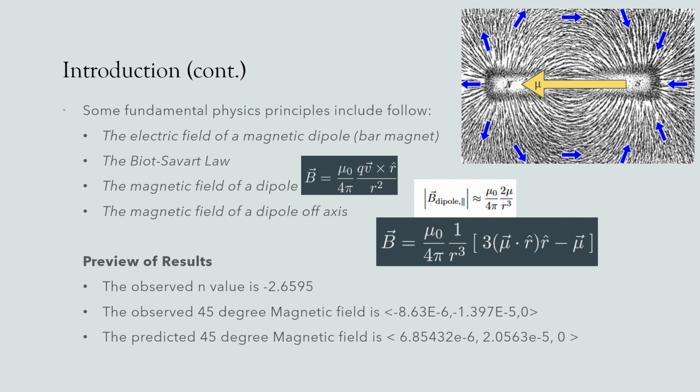For a preview of the results, we have the observed n value as negative 2.6595, which is the value of n in the equations. The observed 45-degree magnetic field is negative 8.63 times 10 to the negative 6th for the x component, and negative 1.397 times 10 to the negative 5th for the y component. The predicted 45-degree magnetic field from the computational model is 6.85 times 10 to the negative 6th for the x component and 2.05 times 10 to the negative 5th for the y component.